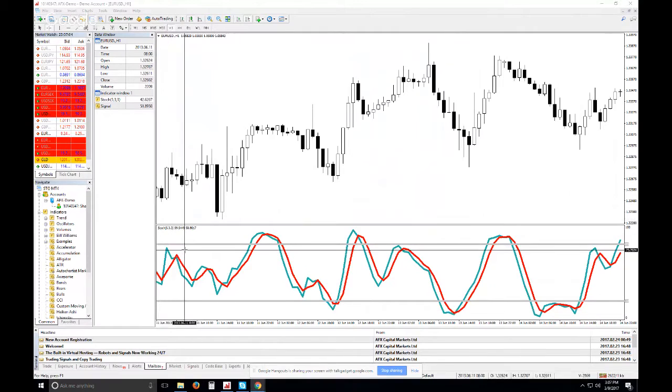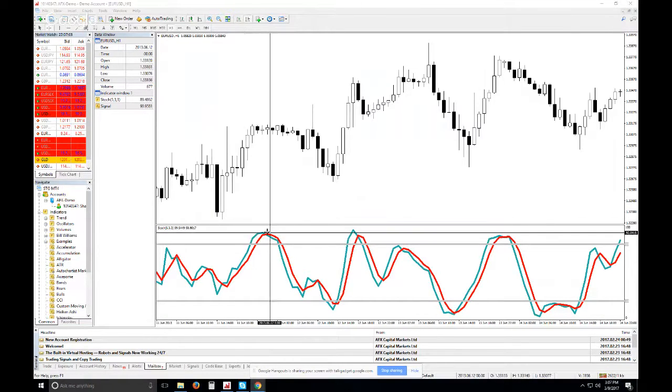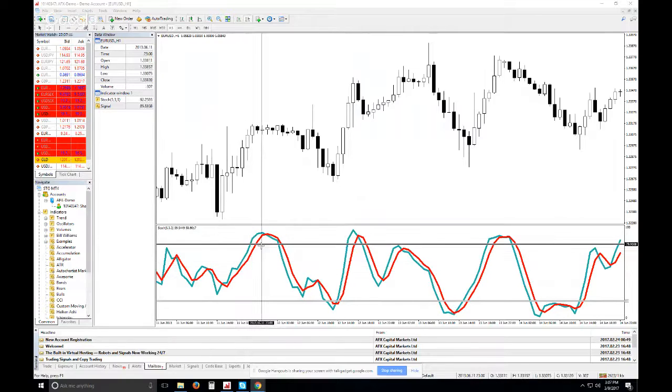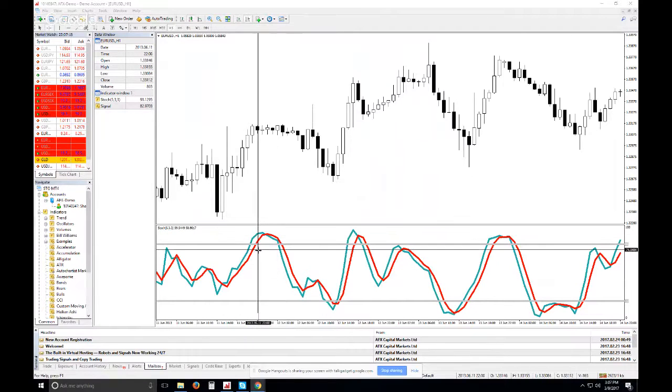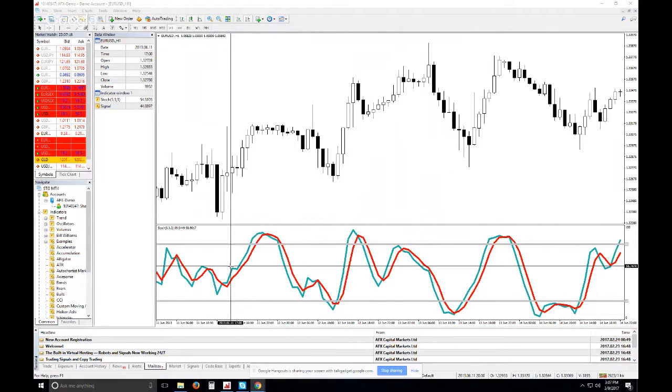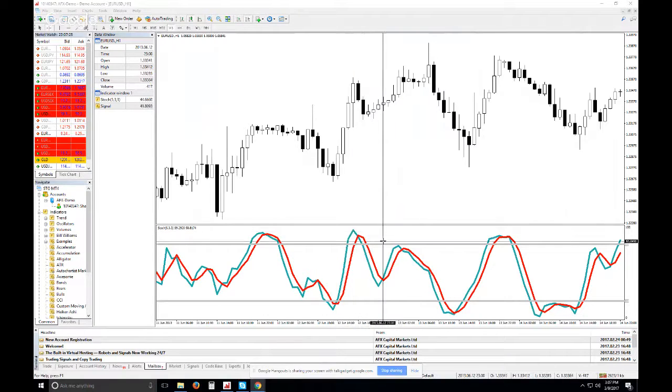Well, just in case, let me go through this real quick again. So the blue line is the %K. This is the single smooth line. And the red line is the double smooth line, and that's referred to as the %D. And if you want to create a histogram, it would be the blue line minus the red line. And you can see that stochastics here in the current market conditions is roughly mirroring highs and lows on this chart.